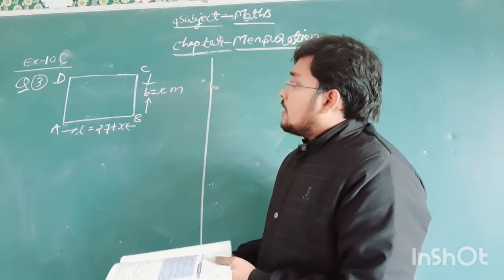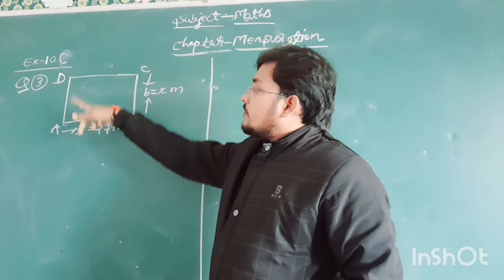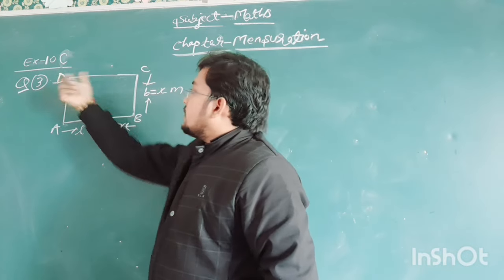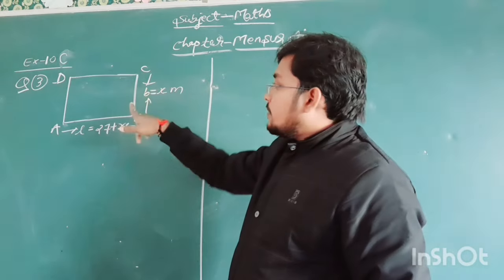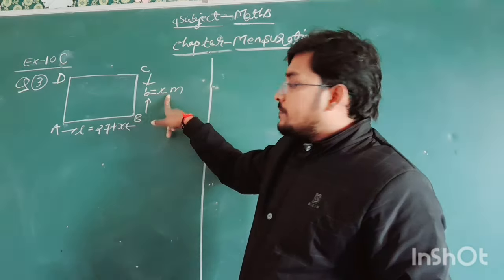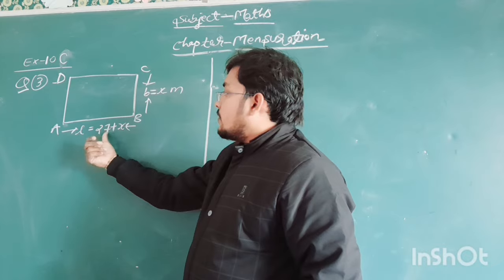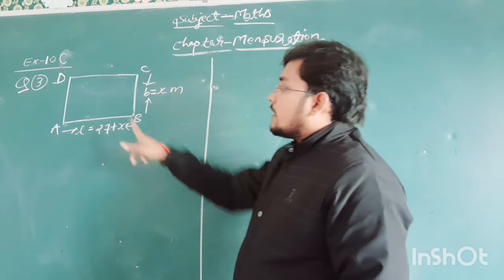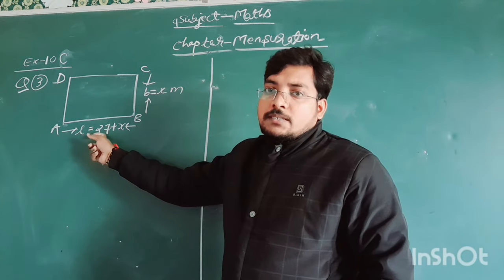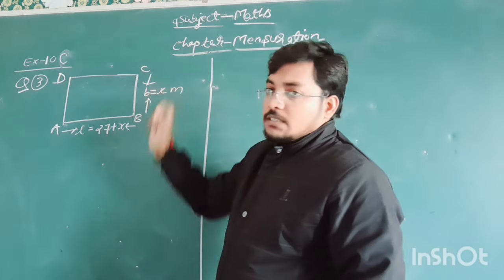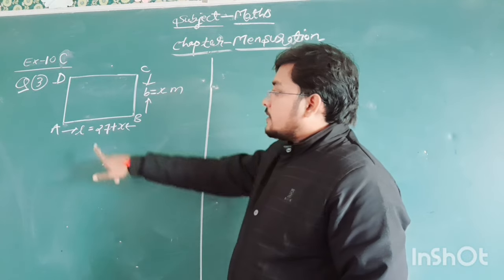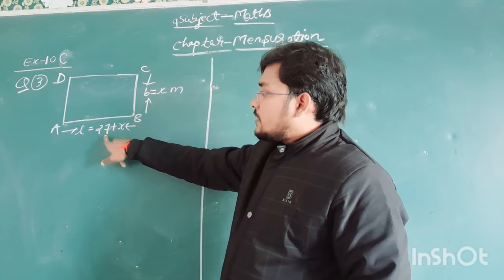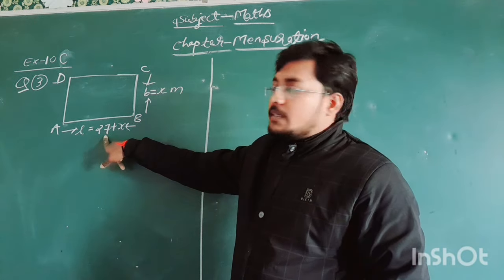So first we draw the figure, which is rectangle ABCD, and we suppose breadth is equal to x. Then length is equal to 27 plus x, because the question is saying that the length of the rectangle is 27 meter longer than its breadth. So first we let breadth be x meter, then length is 27 plus x, which is longer by 27 meter.